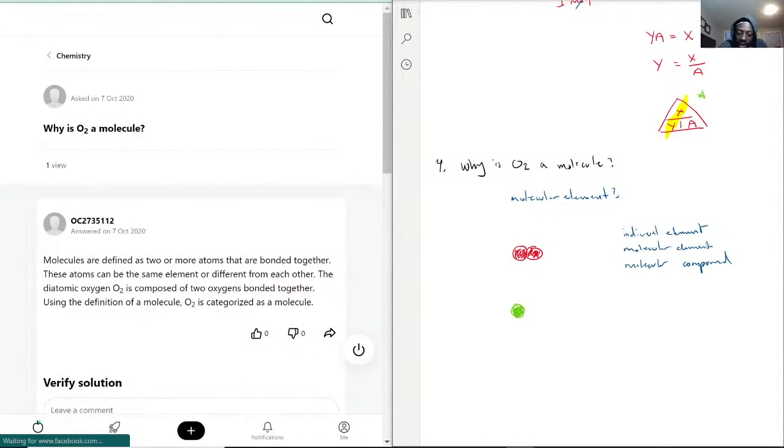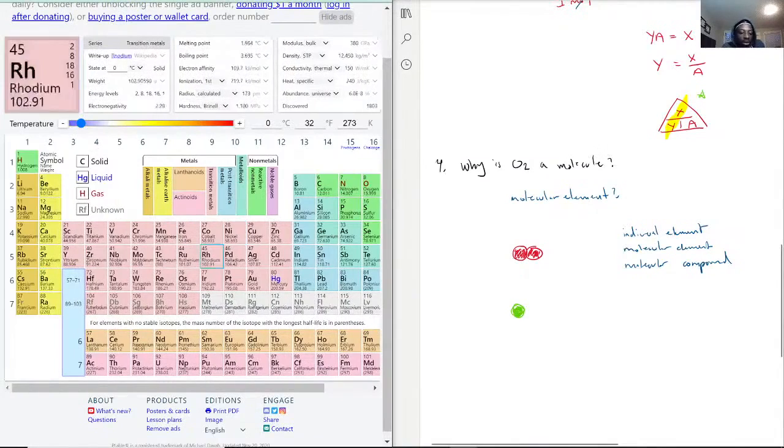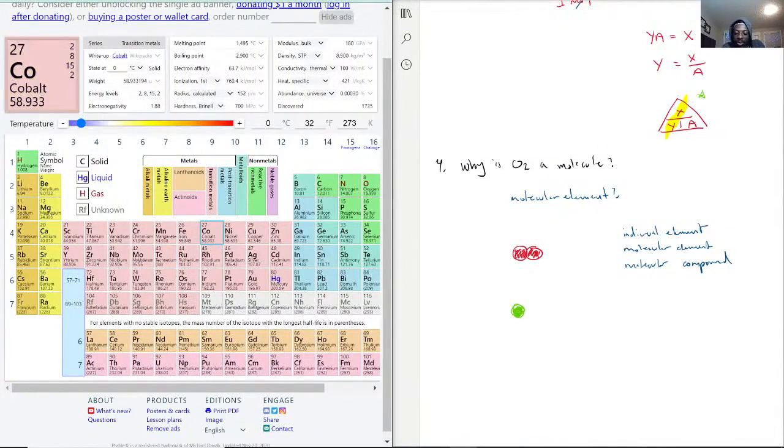Those are things like most of the metals on the periodic table, or even the noble gases that don't bond with anything. So, like neon, calcium, these are what we consider individual elements, which exist in nature literally by themselves. As in, they don't need to be stabilized by bonding to anything else.